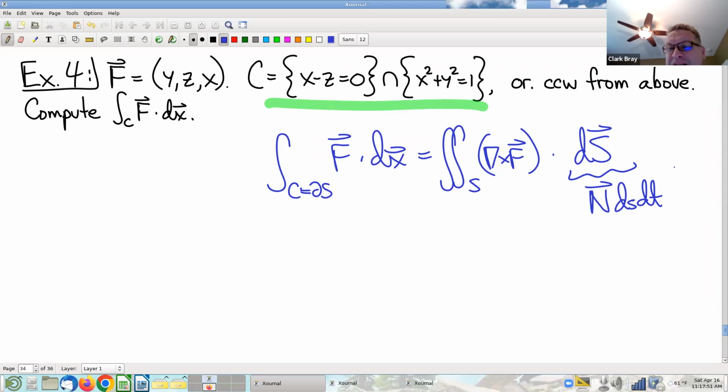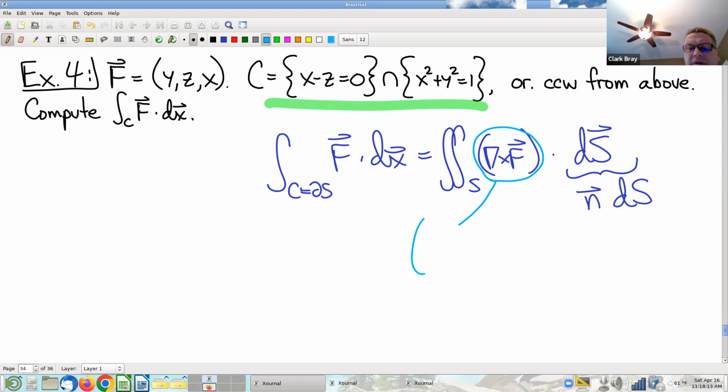Here's the bit of good news. Let's instead think geometrically this time and call this little n dS scalar. And the reason relates to what the curl is. The curl, again, we've already computed in the last problem, is -1, -1, -1.